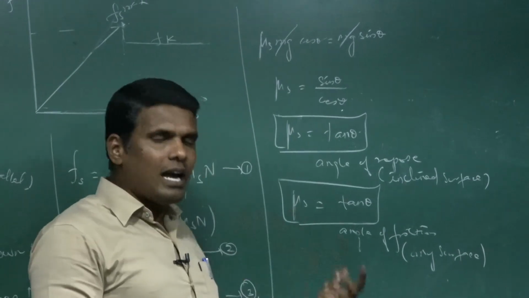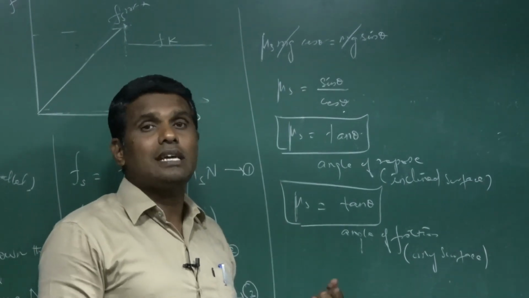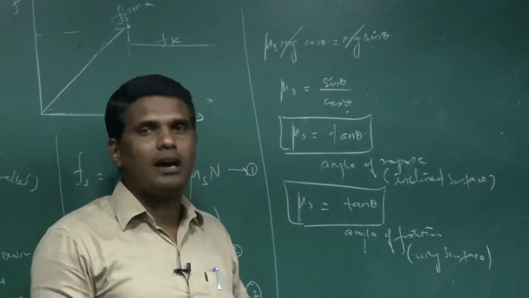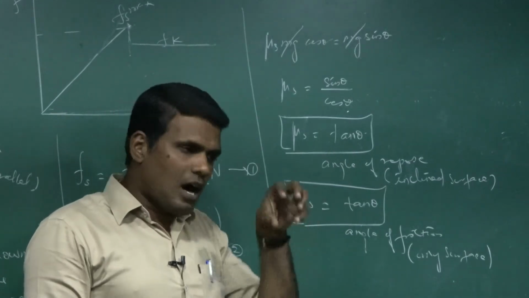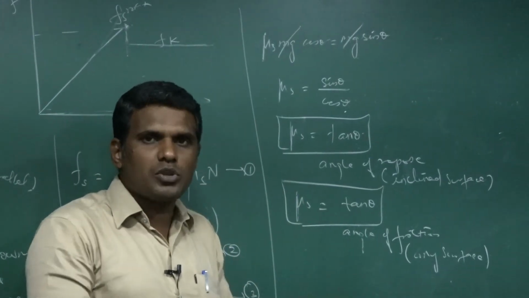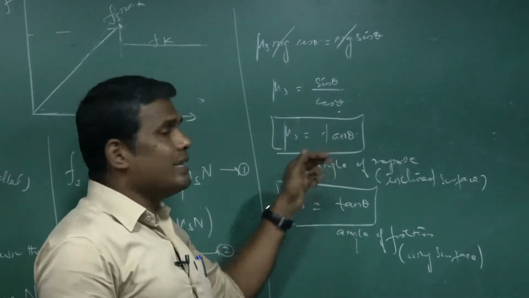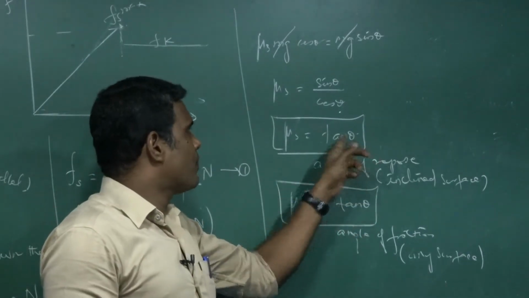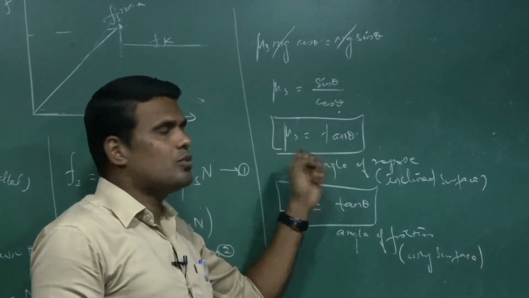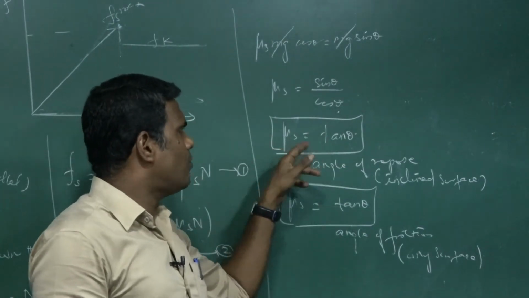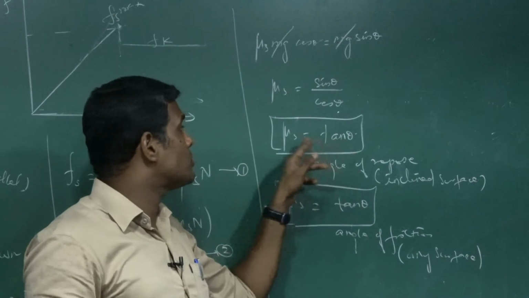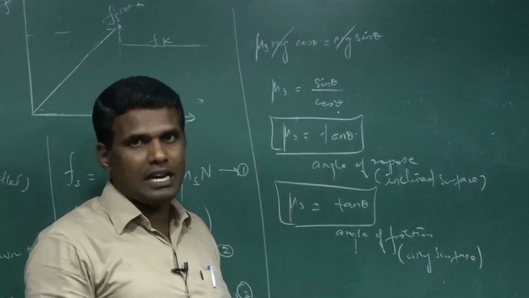So mu s equals tan theta. Once again, what is the angle of repose here? Angle of repose is the angle made by the incline with the horizontal such that the object placed over the incline begins to slide down. So what is that angle? This theta. So tan of theta is equal to mu s. So I can say here tan of the angle of repose is equal to the coefficient of static friction.